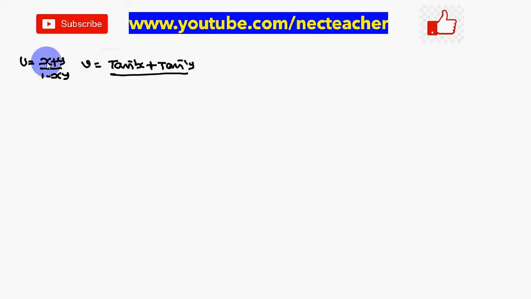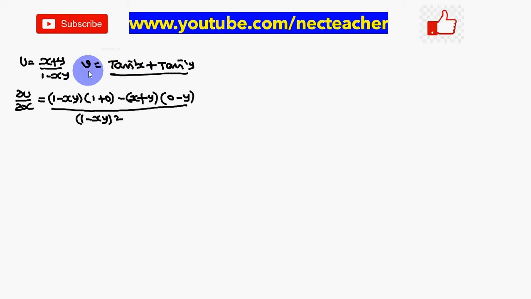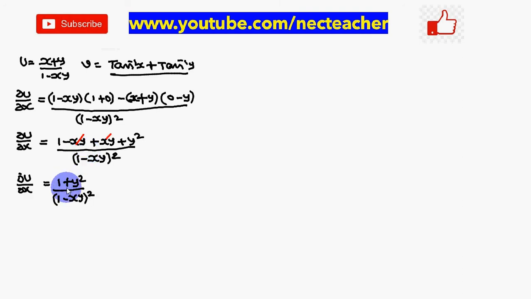Next, u is equal to (x plus y) by (1 minus xy), and v is equal to tan inverse x plus tan inverse y. So ∂u/∂x means with respect to x, y is a constant, and I have applied the u by v formula. Simplify this, and you are going to get (1 plus y square) by (1 minus xy) whole square.